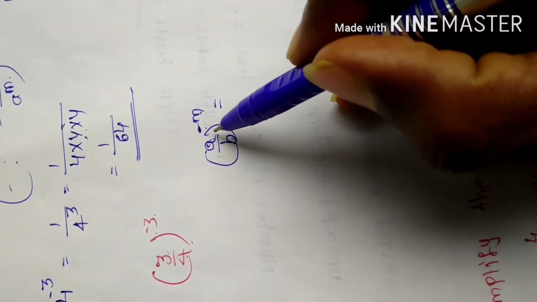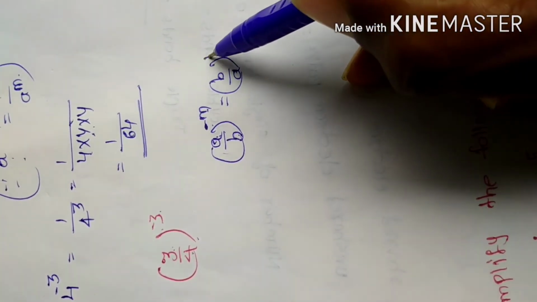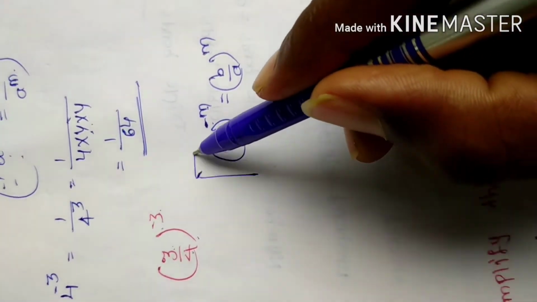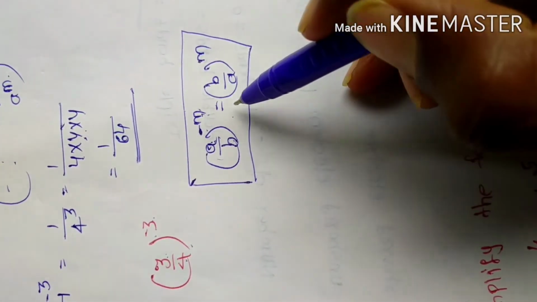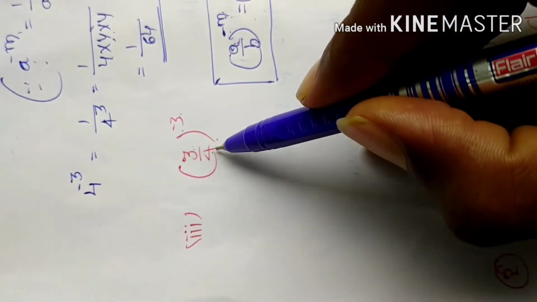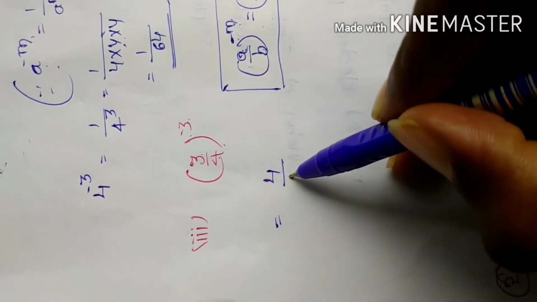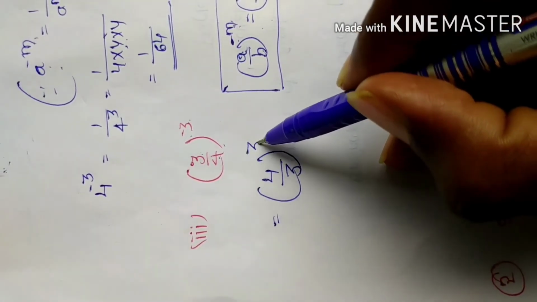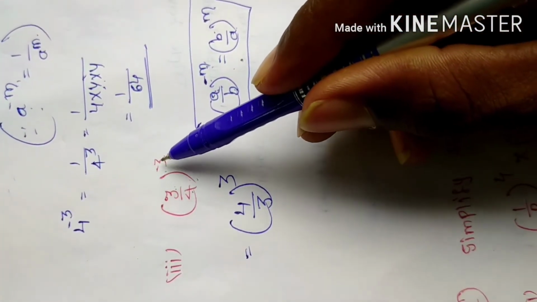What will be the reciprocal of this number? You can write b by a whole power m. This is another formula: a by b whole power minus m is equal to b by a whole power m. Now you can see here 3 by 4 whole power minus 3. That means you can directly write 4 by 3 whole power 3, using this formula.